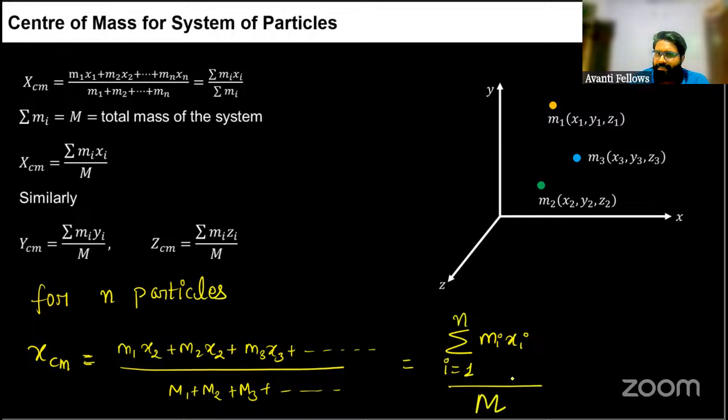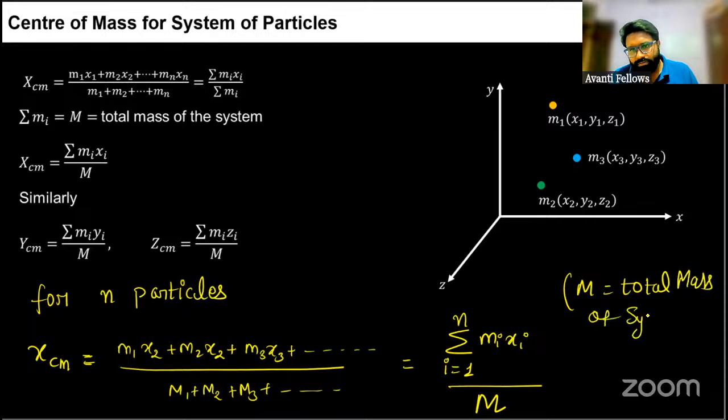capital M. Capital M is the total mass. ये M1, M2, M3 क्या है? डिफरेंट पार्टिकल्स हैं. सो इन पार्टिकल्स को अगर मैं सम अप कर दूं तो वी आर गेटिंग द टोटल मास ऑफ द सिस्टम. सो दिस इज टोटल मास ऑफ सिस्टम. ठीक है. सिमिलर वे में वी कैन राइट इट फॉर YCM आल्सो एंड ZCM.